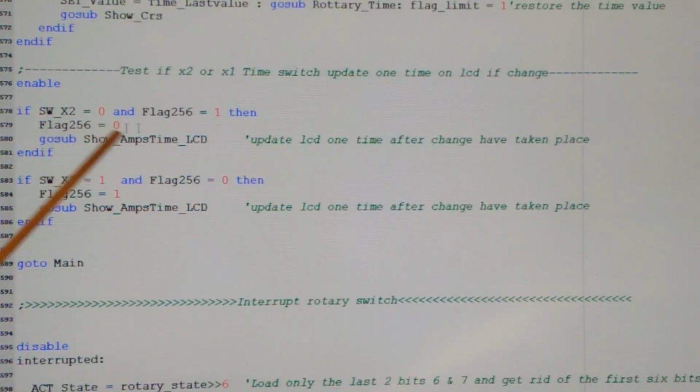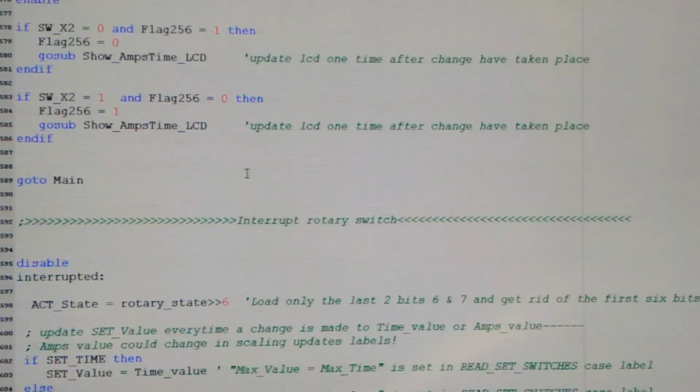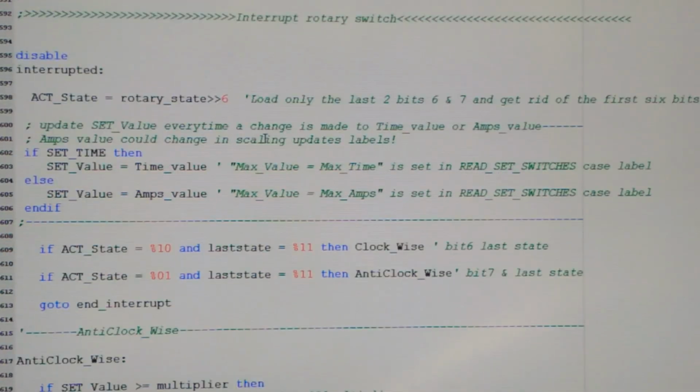This checks for your switch, the x2 switch. It's done there. Here's my interrupt routine. That means the rotary encoder has been turned. An interrupt has been sensed.